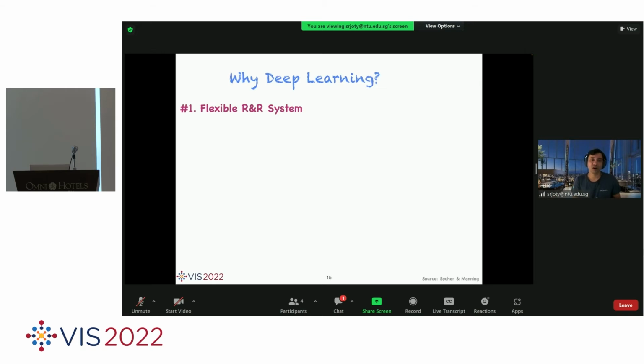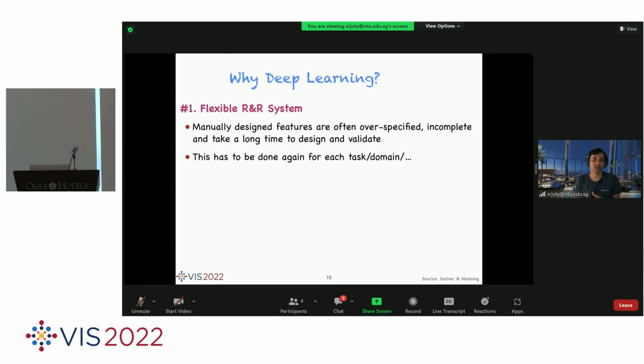Okay, so why deep learning? Why this kind of approach? Why do we want to learn all the features rather than let humans describe the features? First of all, it provides a flexible representation and reasoning system. Manually designed features are often over-specified and incomplete due to our lack of knowledge, and also take a long time to design and validate. Now think about that: you have to do this for every task at hand, every domain, and every language. So this can be very expensive.